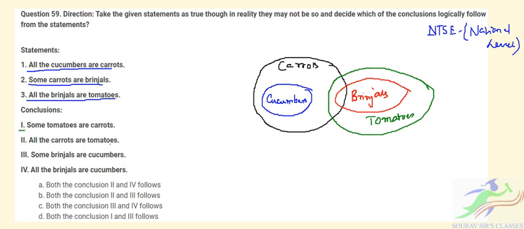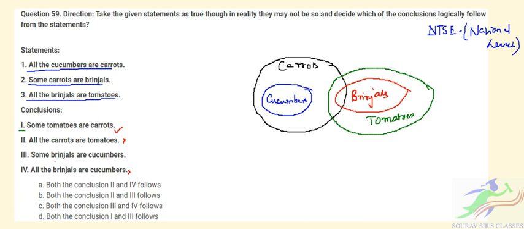Now, all carrots are tomatoes is not true, because only some tomatoes are carrots. All the carrots cannot be the tomatoes. Some brinjals are cucumbers: from this particular figure you cannot infer it. And the last option is all the brinjals are cucumbers. So we can omit options 2 and 4 over here. The most appropriate conclusion is number 1, which is obviously true.